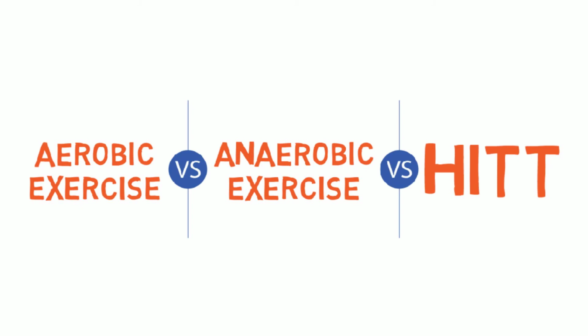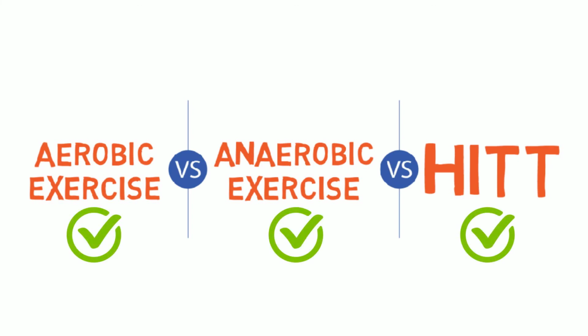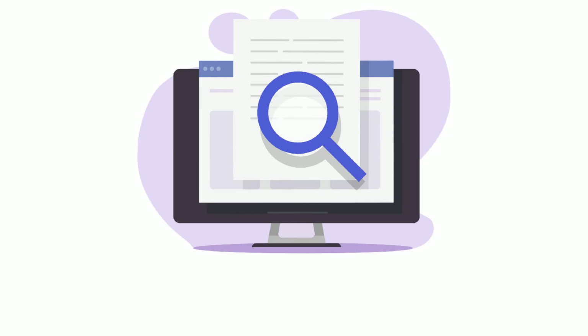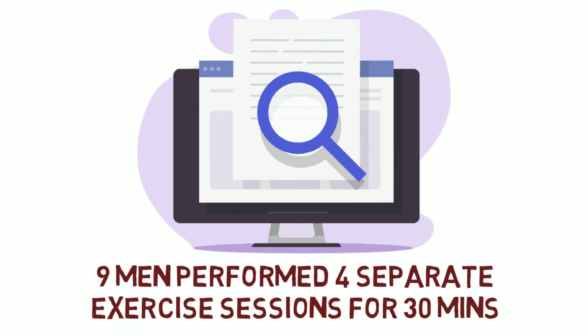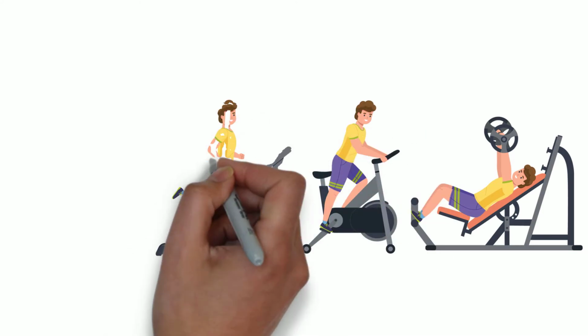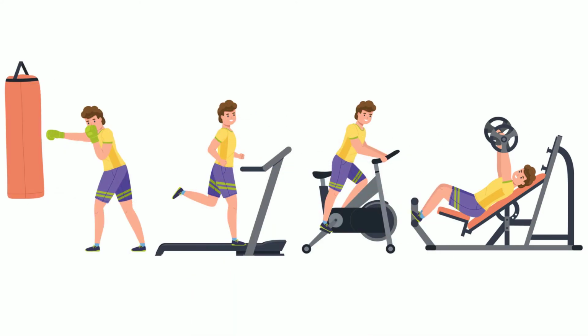Now that we have discussed aerobic exercise, traditional anaerobic exercise, and HIIT, which is the most effective according to the literature when we want to get the most bang for our buck from our workouts, weight loss wise? The best study we could find which examined this was from 2015 by Falcon et al., where 9 men performed 4 separate exercise sessions for 30 minutes, consisting of a resistance training session, an endurance cycling session, an endurance running session, and a HIIT session.